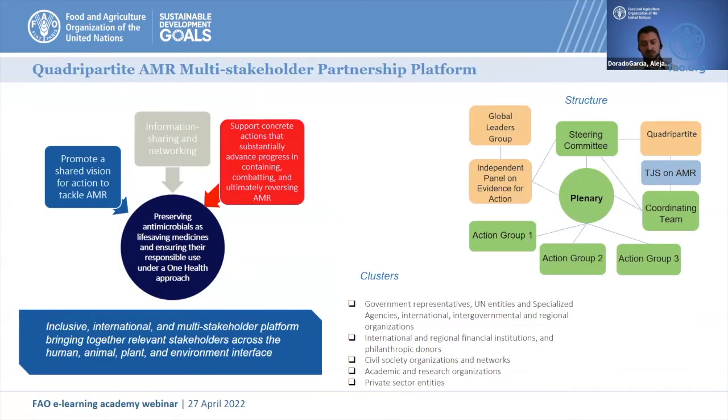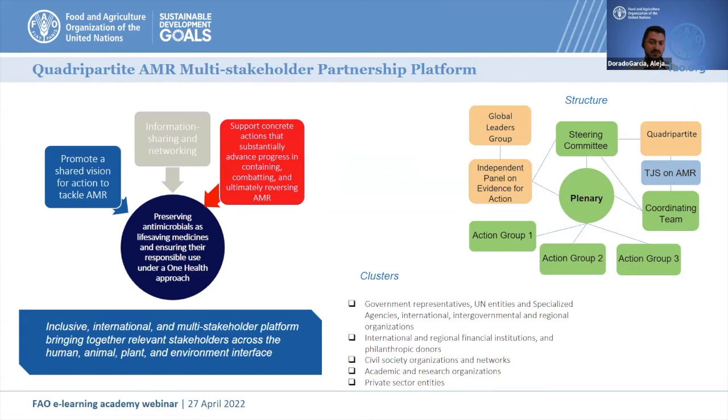And to finalize on global governance structures, the quadripartite is also facilitating a lot of work for the establishment of an AMR multi-stakeholder partnership platform, to mobilize resources and action. The objectives of this platform are 3. The first one is to engage all relevant stakeholders to promote a shared vision, narrative, and targets for action to tackle antimicrobial resistance. The second one is to provide a venue for information sharing and collaboration. And the third objective is to support taking concrete actions by drawing on the advice from the global governance mechanisms and from other institutions with expertise on AMR.